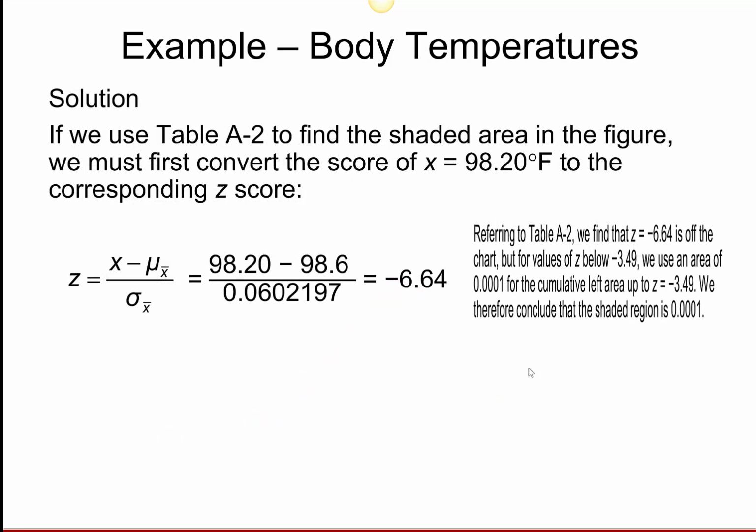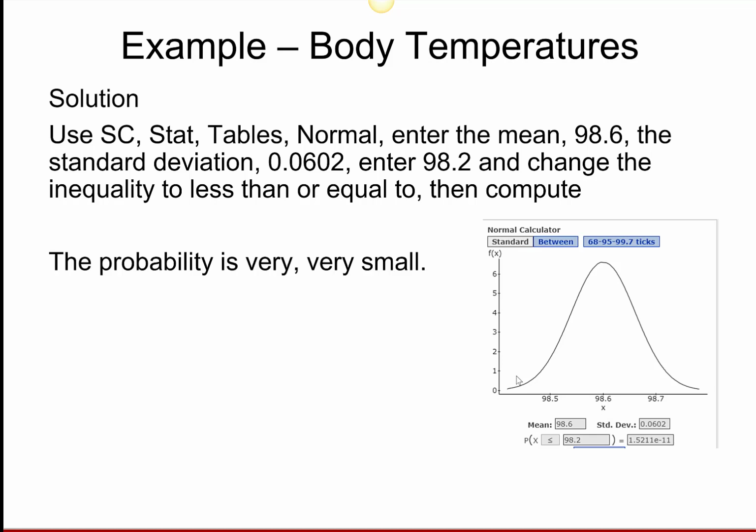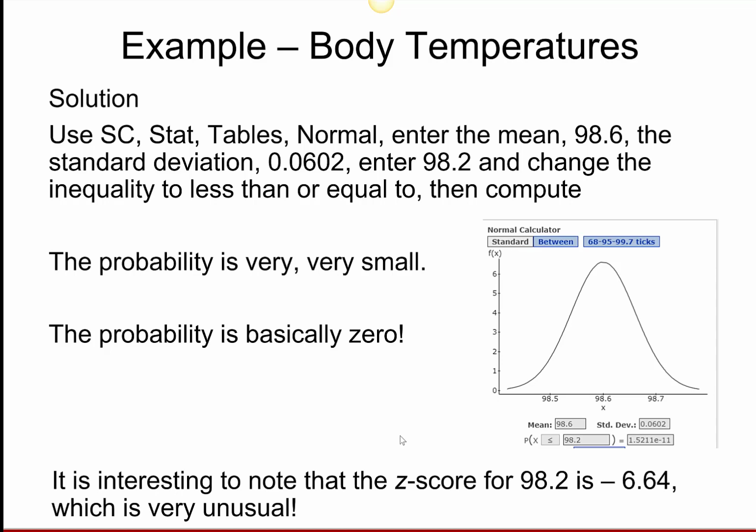And again, we could use technology. We can also use StatCrunch, which I did right here, and you come up with basically a probability of 0. So it's interesting that the z-score there is negative 6.64. It's very, very unusual. So what does this tell us?